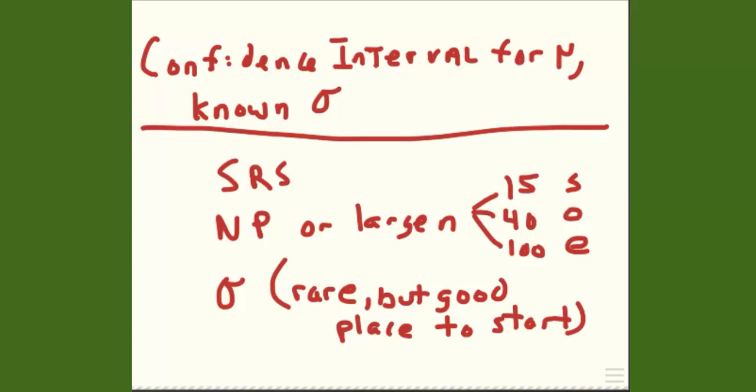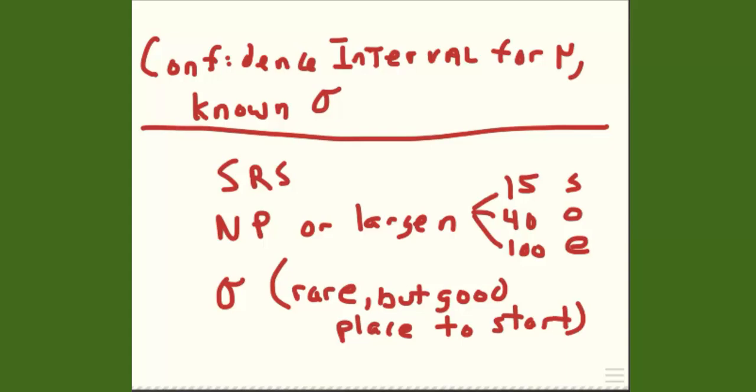First of all, we have to have a simple random sample. Any size simple random sample will do. Second requirement is we either have to have a normal population or a large sample size. Using the guidelines I prefer, if you have a normal population, any sample size will do. If you have skew, then you need at least 15.